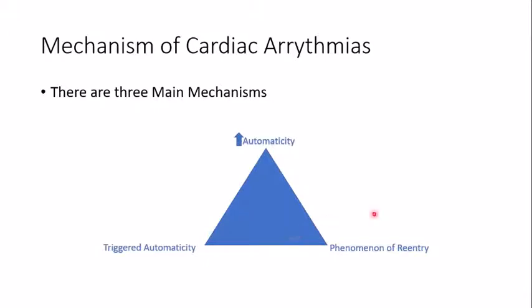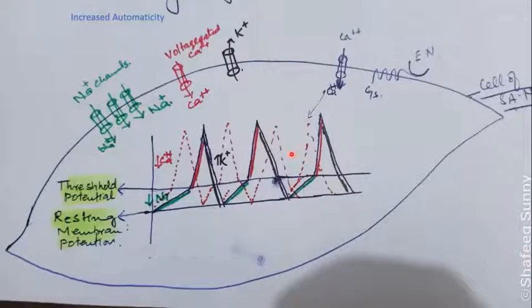In this video, we will particularly discuss the increased automaticity. To establish the concept of increased automaticity, I would like to show you this diagram. First of all, we should clarify what automaticity is. Automaticity is defined as the property of any excitable tissue which can undergo depolarization spontaneously.